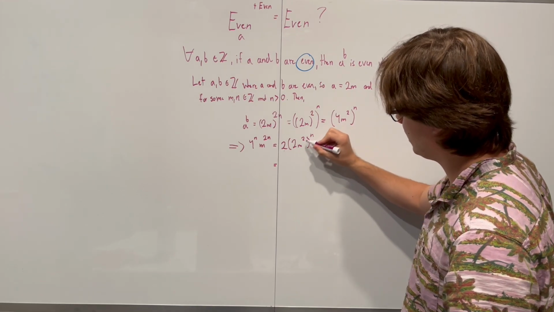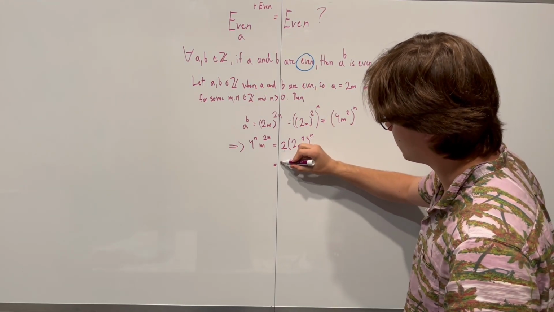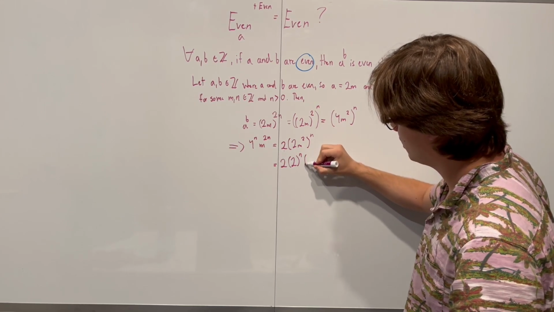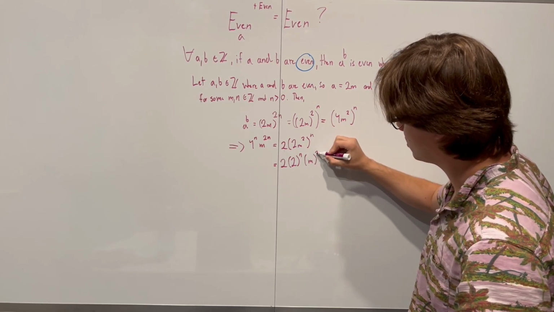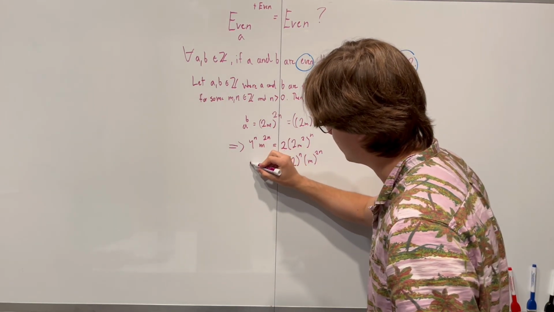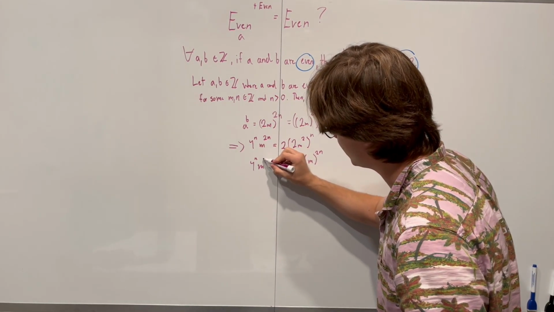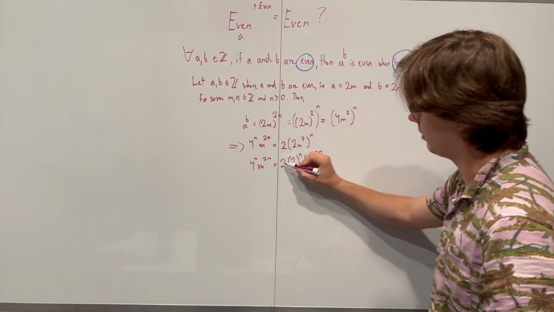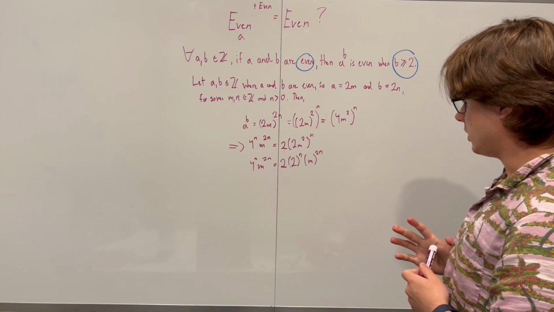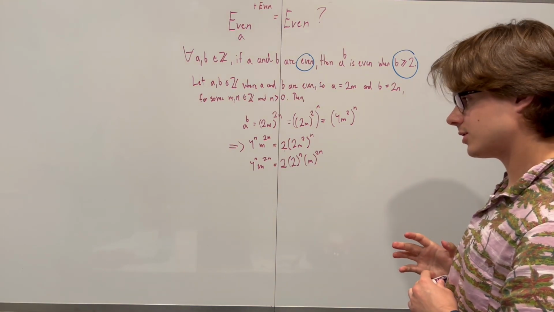We can definitely open the brackets up here. So this is going to be 2 times 2 to the n times m to the 2n, okay? And we're going to have still a 4 to the n times m to the 2n on the left-hand side. Okay, are these equal? I think so, maybe.